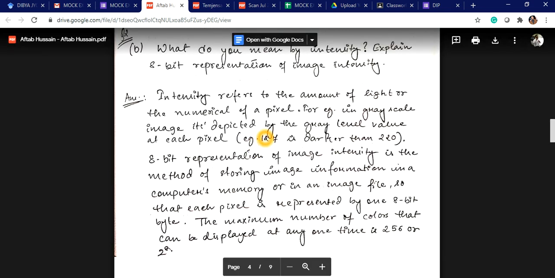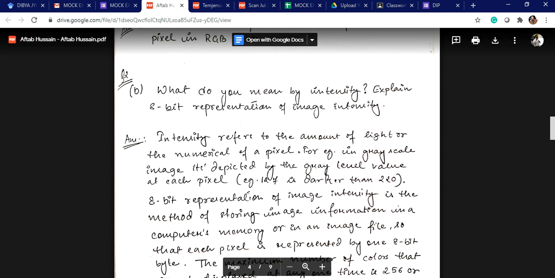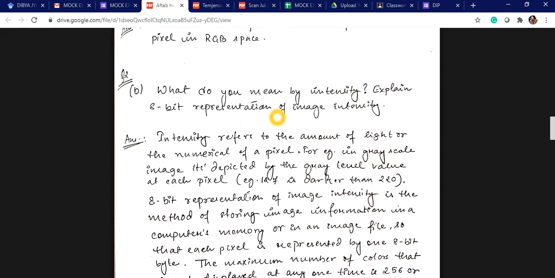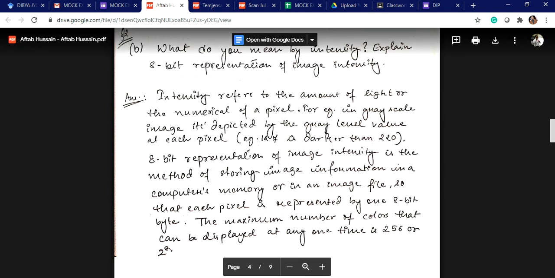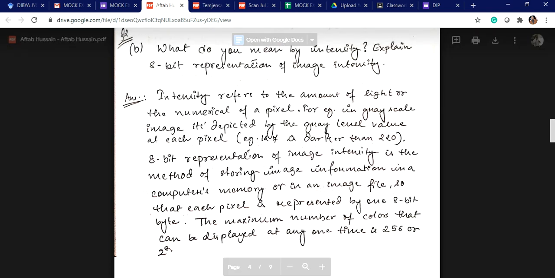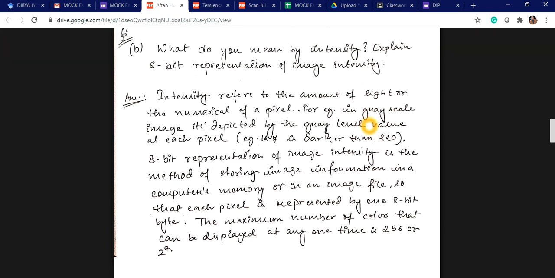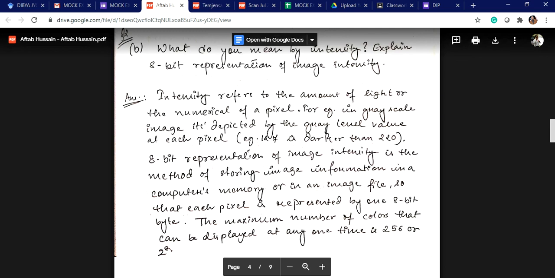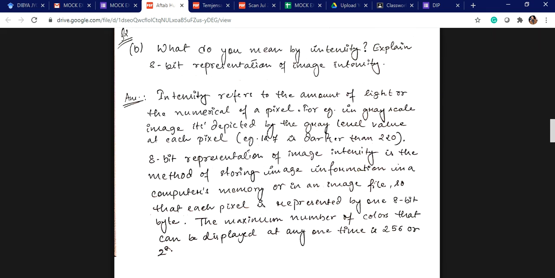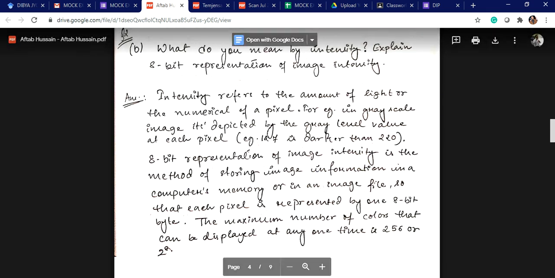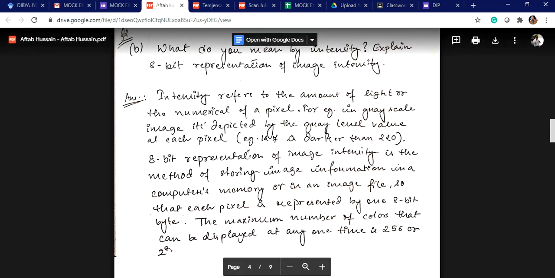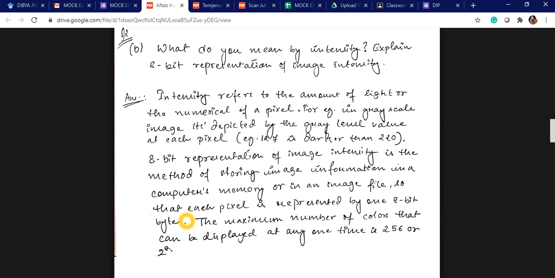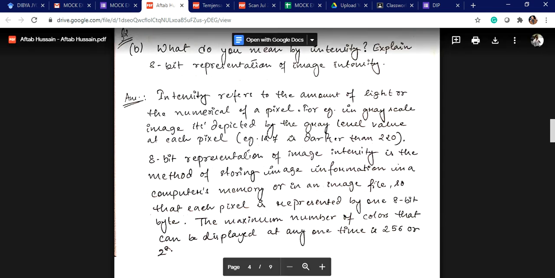Aftaf is doing this in a very good way. What do you mean by intensity? Explain 8-bit representation. Intensity refers to the amount of light or the numerical value of a pixel. For example, in a grayscale image, it's depicted by the gray level value at each pixel. 8-bit representation of image intensity is the method of storing image information in a computer's memory or in an image file so that each pixel is represented by 1 byte, that is 8 bits. That is 1 byte, okay, in bit and byte.